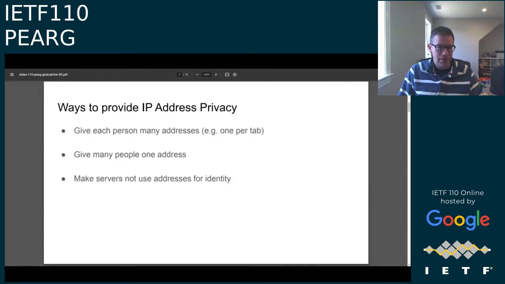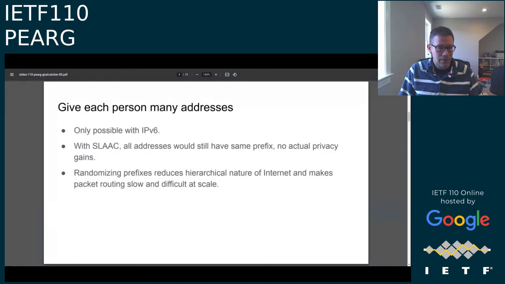We can give each person many addresses, one per tab, one for each site you go to kind of thing. We can give many people one address, so sites can't tell which person's behind it. And we can also make servers not use IP addresses for identity. So let's look through those solutions.